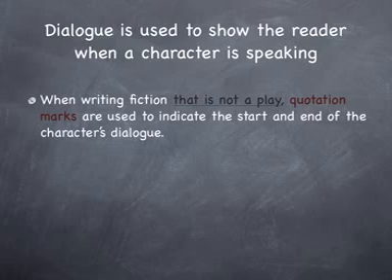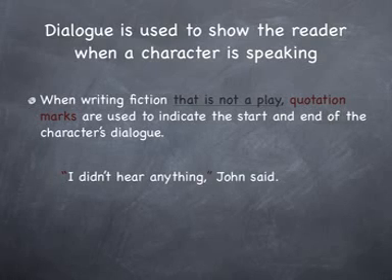When writing fiction that is not a play, quotation marks are used to indicate the start and end of the character's speech. "I didn't hear anything," John said. See how the quotation marks surround the words "I didn't hear anything." They show the start and end of the words that John has said.